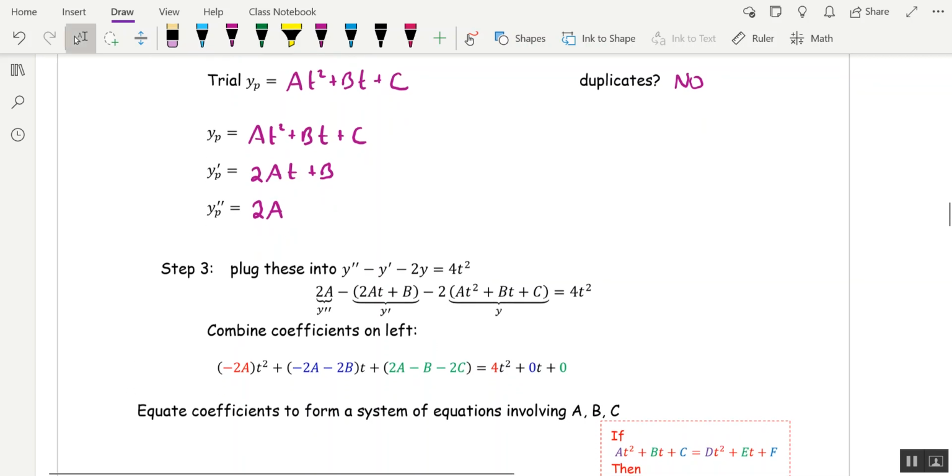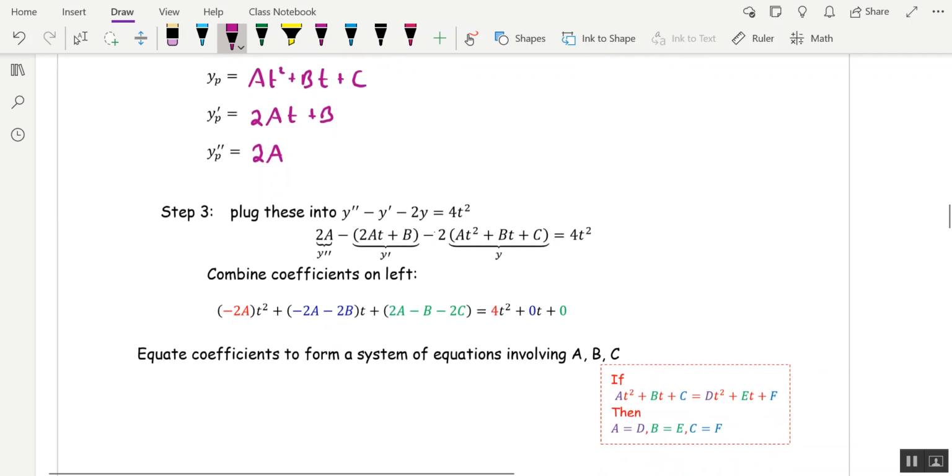Then I combine coefficients. So I look to see what's the coefficient of t squared. It's going to be -2a. Then I combine the coefficient of t. I've got a 2a, and then I've got a -2b. So that's my coefficient of t. And then I look for the constant coefficient, and I wrote that down. It's in green. Now I've written 4t squared as 4t squared plus 0t plus 0, because now we're going to do what's called equating coefficients.